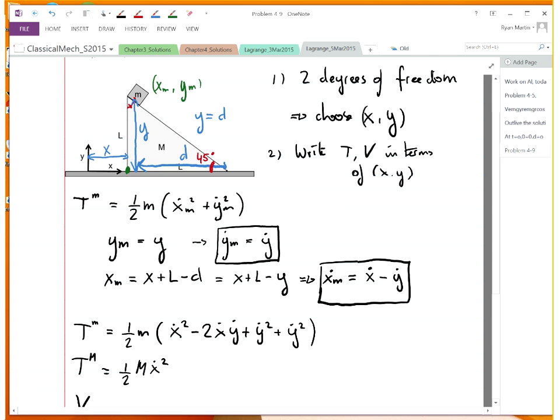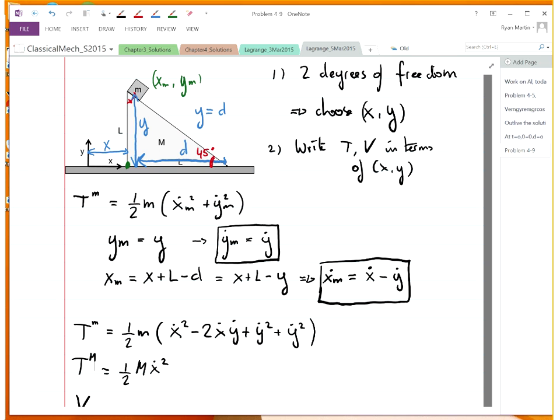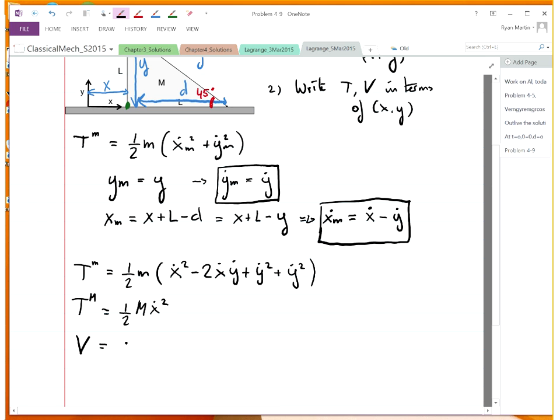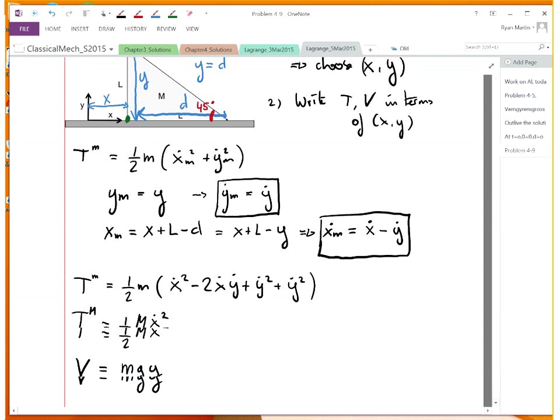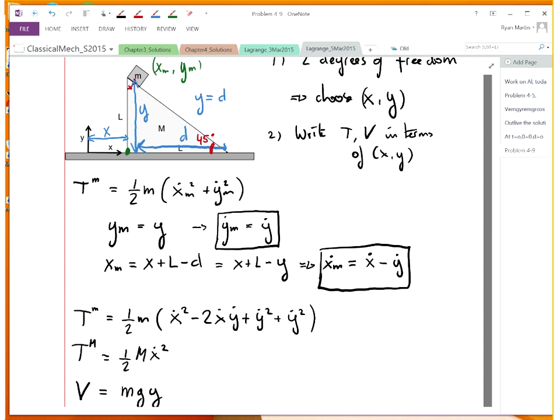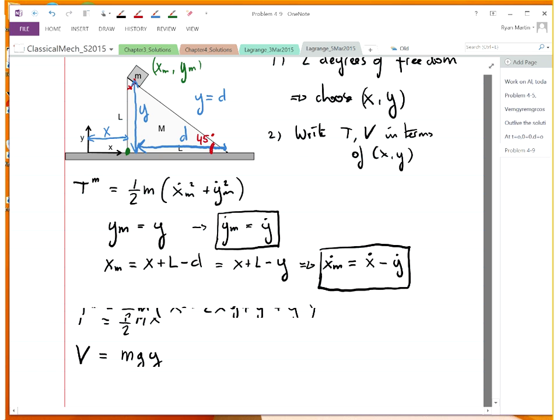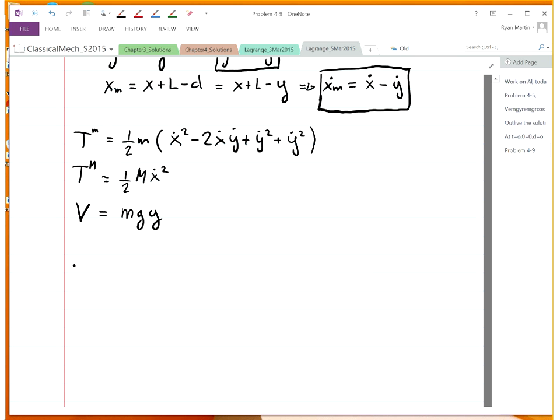Finally, the potential energy. There's only gravity playing a role here. The big block M is fixed to the ground, so its gravitational potential energy doesn't change. So we only need the gravitational potential energy of the little block. So is it plus mgy or minus mgy? Well, y is positive up, and the potential energy should be bigger if the thing is higher, so it's plus mgy.